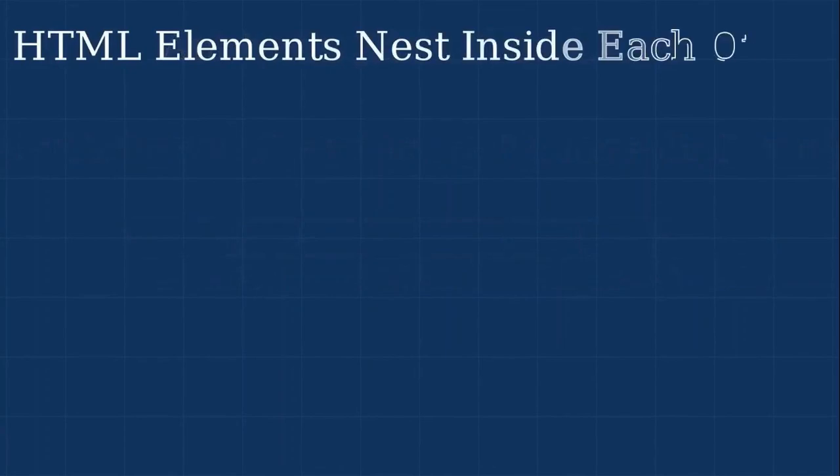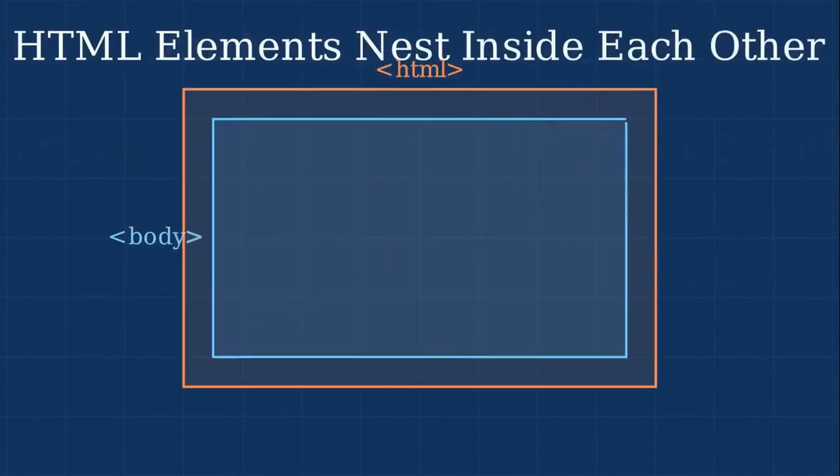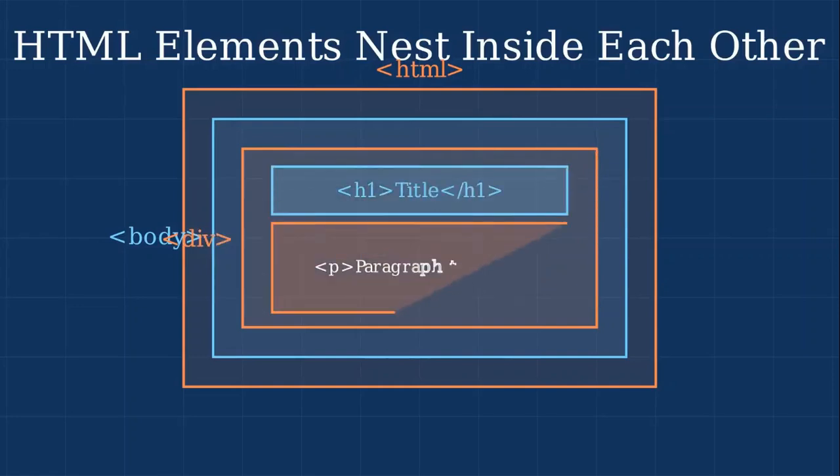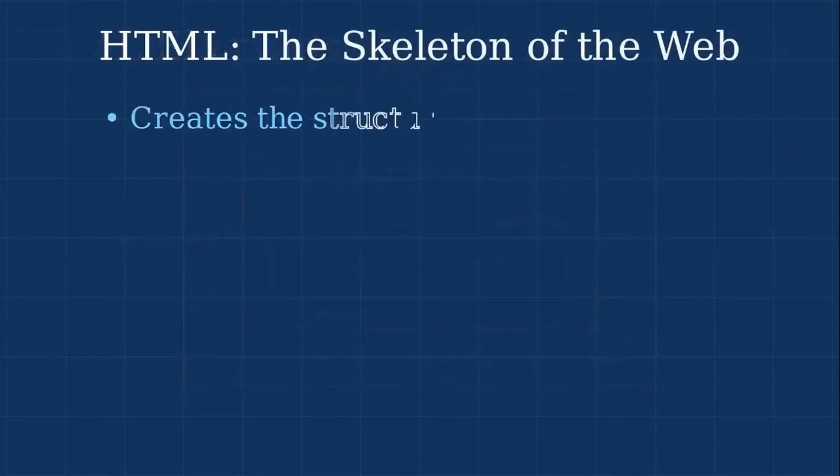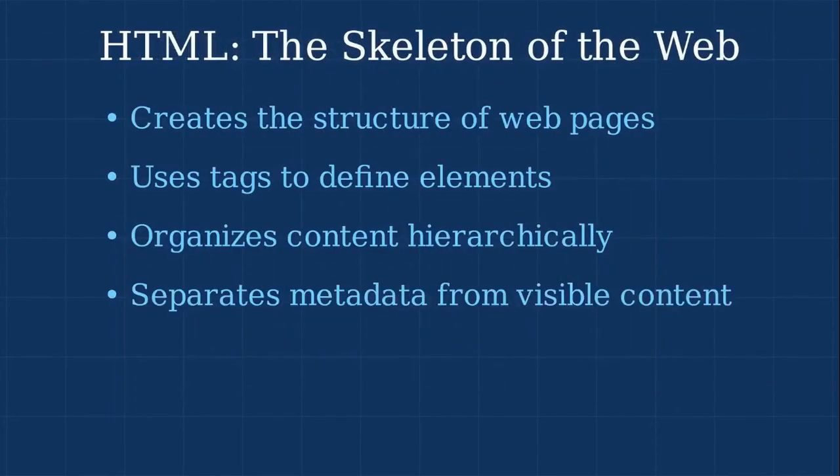HTML elements can nest inside one another, creating a hierarchical structure. This nesting is what organizes content into a logical structure that browsers can interpret. To summarize, HTML provides the skeleton of a web page, organizing content into a logical structure.